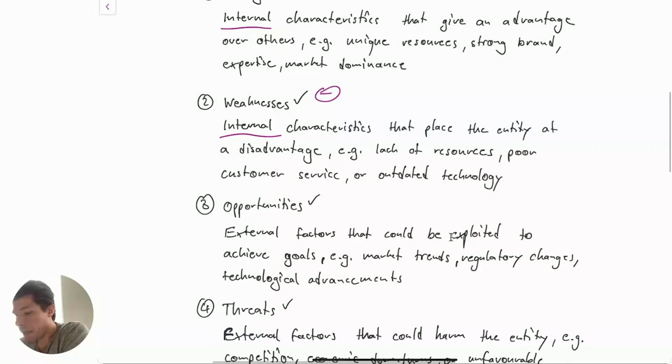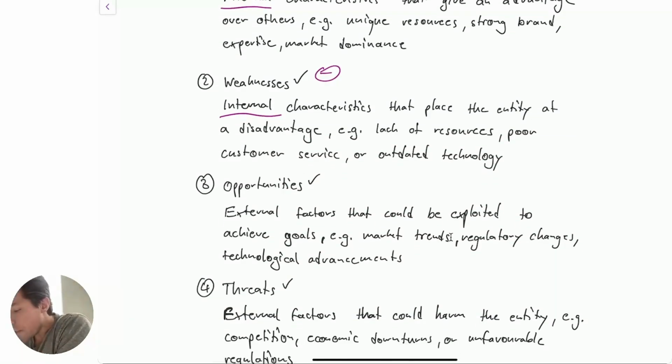Then the second part, now we look at external factors, opportunities, positive. So here we are not looking at the business or the projects internally, we look at outside factors. So opportunities are external factors that could be exploited to achieve certain goals. For example, positive market trends, positive regulatory changes, or technological advancements.